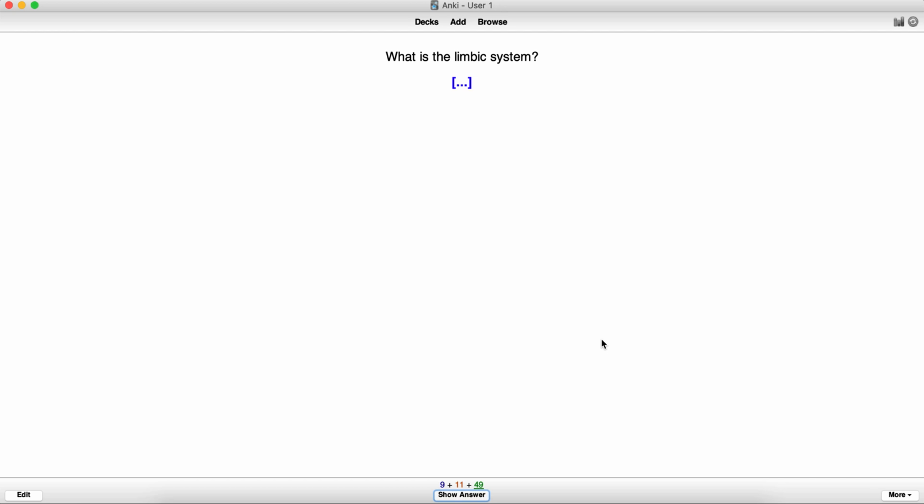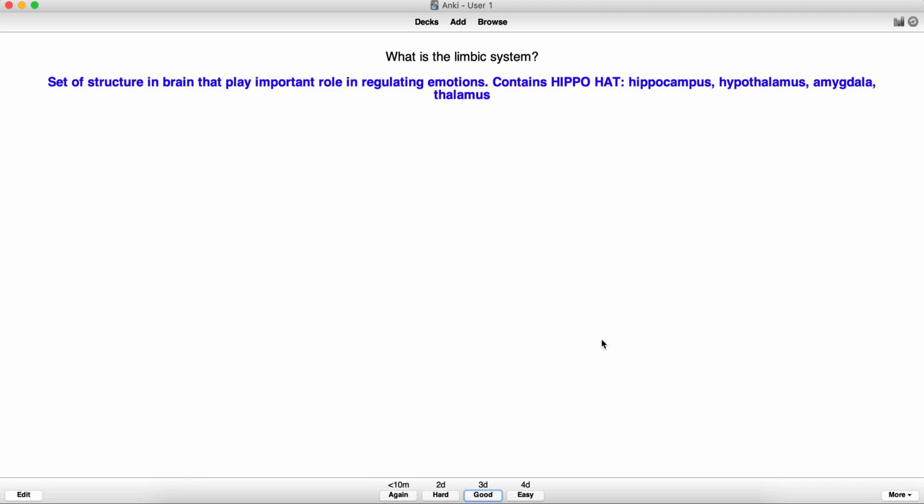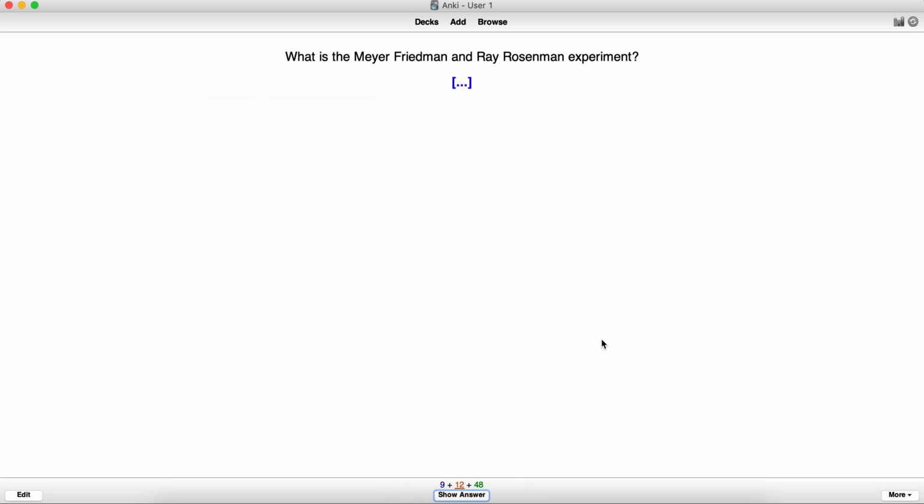What is the limbic system? The limbic system is a system that we use for emotions. Substructures: okay, I forgot. Hippocampus, hypothalamus, amygdala, and thalamus. What is the Meyer Friedman and Ray Rosenman experiment? They basically tried to figure out if there's a connection between heart disease and stress, and they found out that people who had heart disease tended to be more angry.